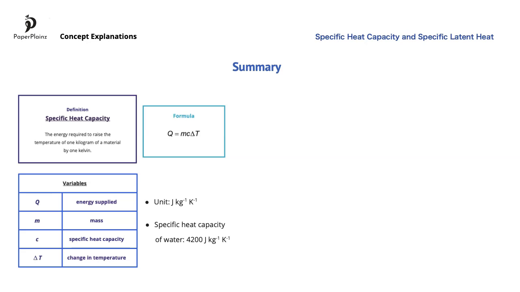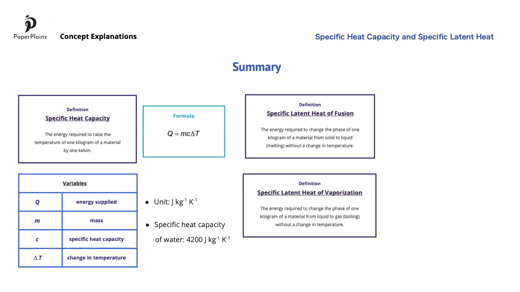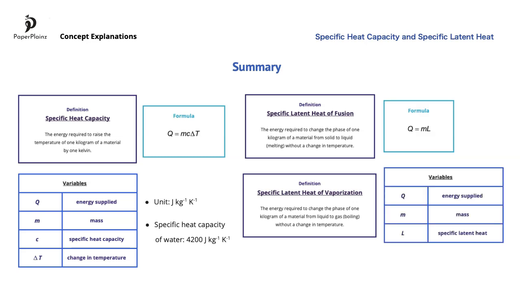Next, we moved on to specific latent heat and defined specific latent heat of fusion and specific latent heat of vaporization. Then we saw the formula for specific latent heat along with the variables, and we concluded that the unit of specific latent heat is joules per kilogram. This completes our discussion about specific heat capacity and specific latent heat. In the next video, we'll learn about phase change.